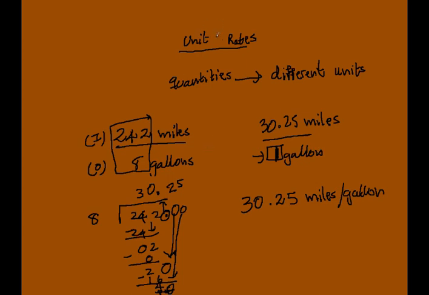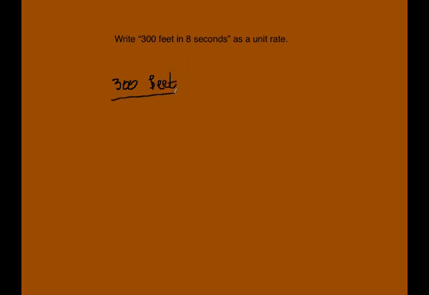So that's what a unit rate is. You're interested in 1, for every 1 gallon or whatever it is here. Gallon, feet, centimeters, doesn't matter. Let's look at another problem. Let's say that they want you to write 300 feet in 8 seconds as a unit rate. Again, 300 feet, and because remember rate, we write it as a fraction, over 8 seconds.